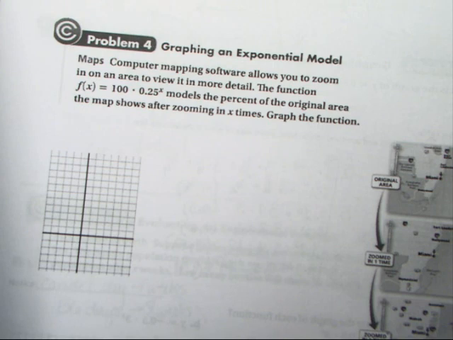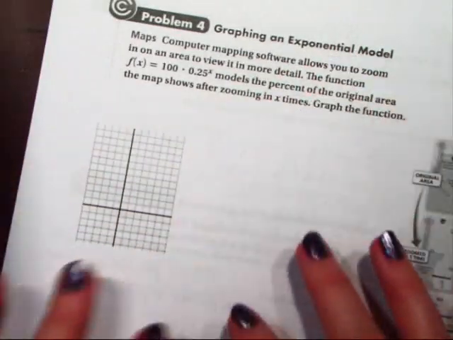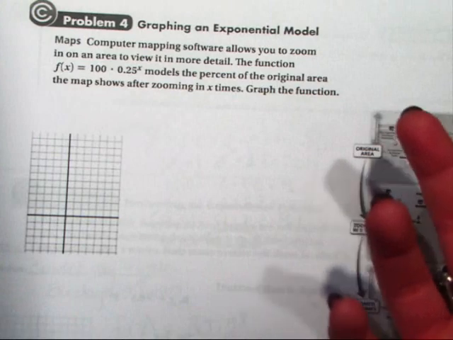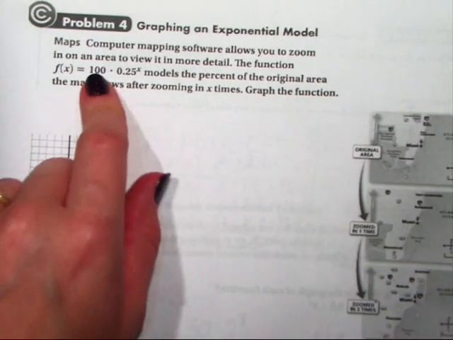Computer mapping software allows you to zoom in on an area in more detail. And you guys know that, right? Like you go to Google Maps and you hit the plus button and the computer goes whoosh and it gets bigger, and then you hit plus and it goes whoosh and it gets bigger. That's the idea. It actually really does use a function somewhat like this.